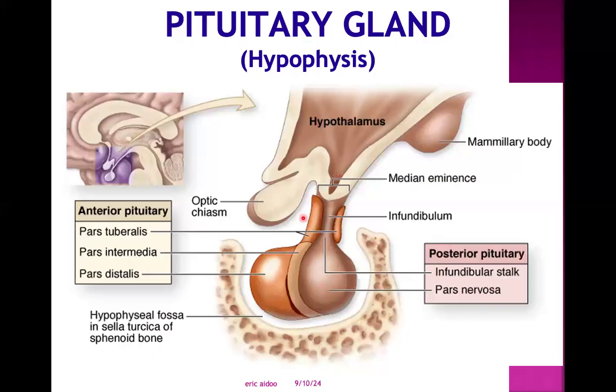Then the anterior pituitary, which came from the Rathke's pouch, folds around the infundibulum of the posterior pituitary in the form of the pars tuberalis. Then you have the pars distalis and an intermediate component known as the pars intermedia. And you can see the bone, the sphenoid bone. That is the hypophyseal fossa or pituitary fossa.